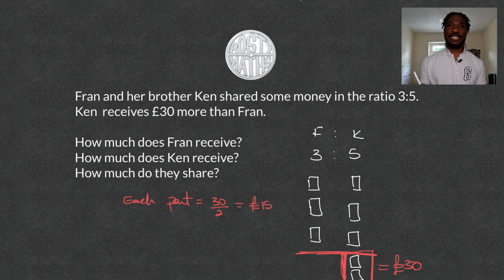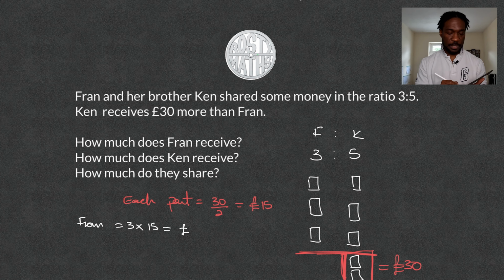And now that I know that each part represents £15, solving the question is now dead easy, because how much does Fran get? Well, Fran had 3 parts of the ratio, so therefore Fran will get 3 times 15, which is going to be £45. How much does Ken receive? Well, Ken receives 5 times that amount, or I can just take the £45 and add another 30 to that. So therefore Ken gets that 45 plus the extra 30 he's got, so he's got £75.